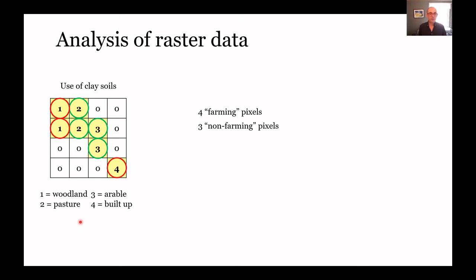So here's our analysis of our landscape. We've got 4 farming pixels and 3 non-farming pixels. So 3 of the pixels, or cells, in this area are actually being used incorrectly. They're not farming. So we only have a 57% use of our clay soils as farmland. The rest is being wasted, being used as something else. Could be placed on other types of soil. For instance, if you want to build a shopping centre, build it on till. You're not losing anything.